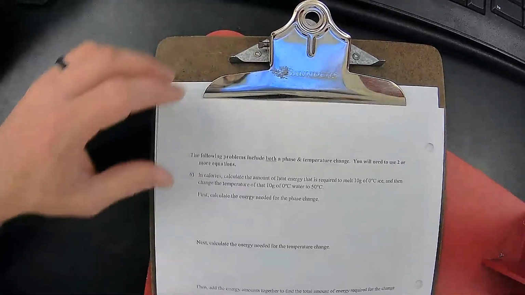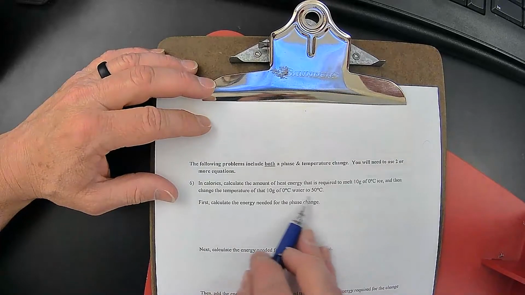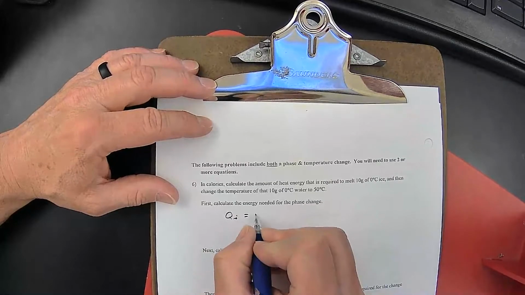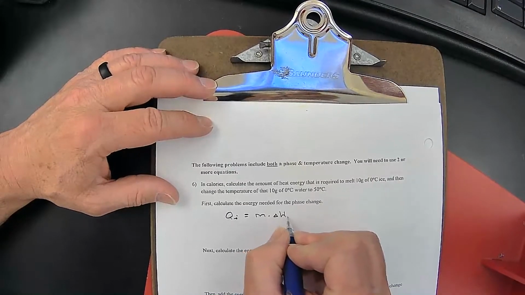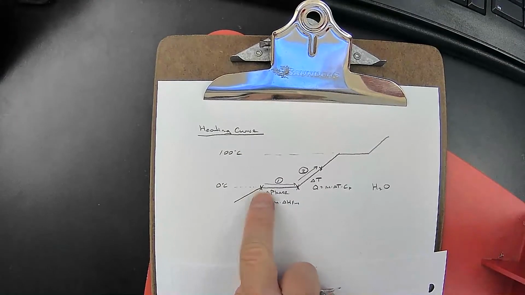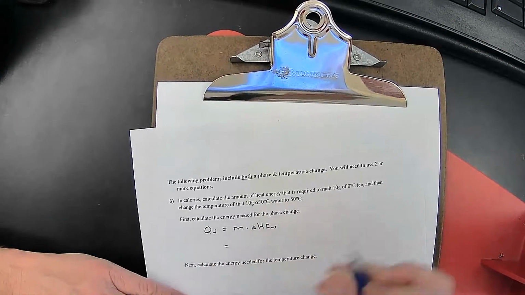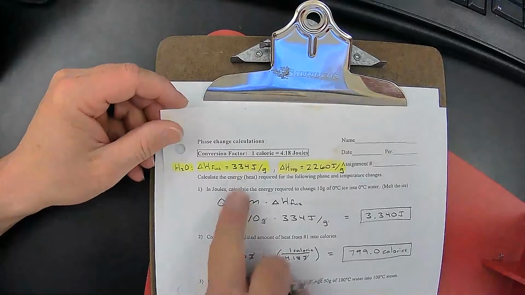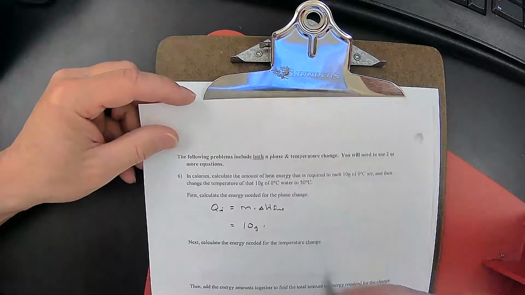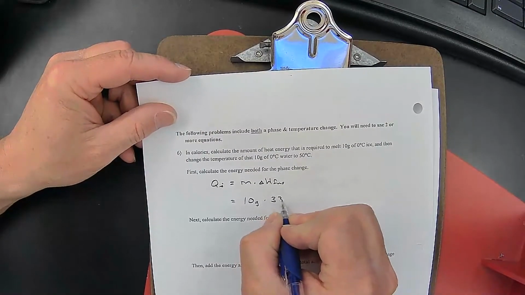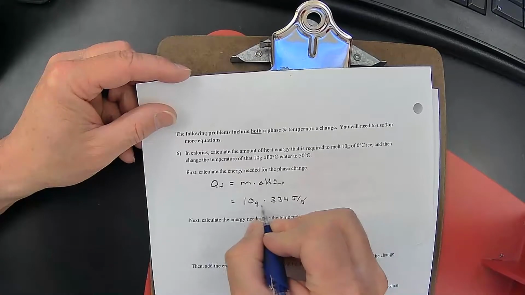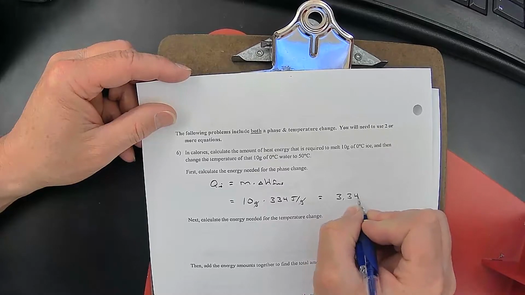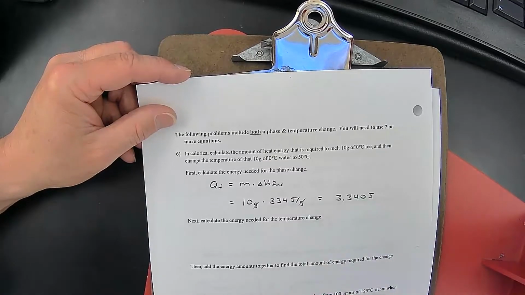So when we look at this, this is why we first calculate the energy needed to change the phase. So to change the phase of the ice, it's simply m times delta H FUS. This is the first step. So we take the mass, which is 10 grams, and we multiply it by the heat of fusion. The heat of fusion is 334 joules per gram. The grams cross out. And for step 1, we end up with 3,340 joules.